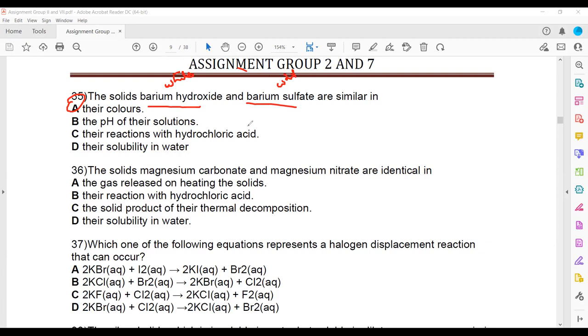Their reaction with hydrochloric acid: this will react with hydrochloric acid, but this won't, as it is insoluble. And their solubility in water: this is insoluble, this one is soluble. So all these properties are not similar, only their colors are identical. Group 1, 2, 3 compounds are white solids. Transition elements have specific colored compounds.